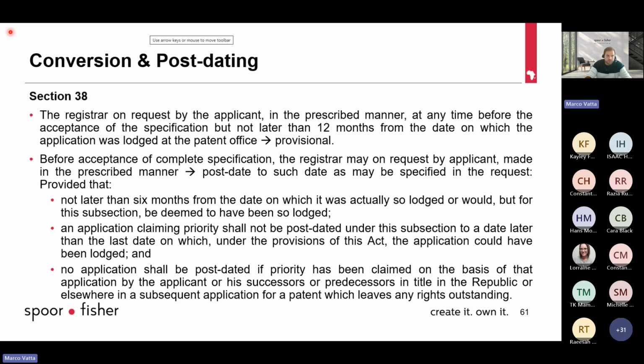However, the requirement is that it has to be within 12 months of the filing date of the application. So you can only convert a complete application into a provisional application within 12 months of that filing date. If we have a look at the wording of section 38, it says the registrar, on request by the applicant at any time before the acceptance of the specification, so it should not have proceeded to acceptance yet, but not later than 12 months from the date on which the application was lodged at the patent office, may be converted to a provisional application.